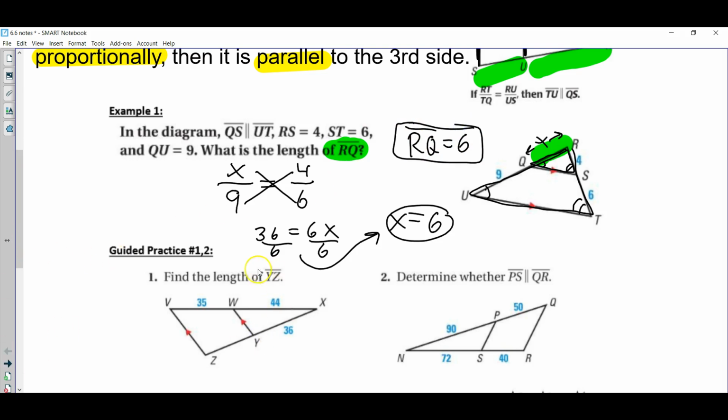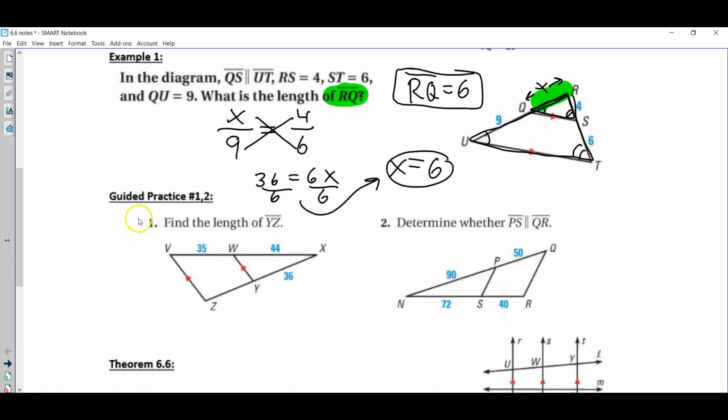Take a moment right now to pause this video and try guided practice problem 1 and guided practice problem 2. Once you've had a chance, press play and you will get a chance to check your answers.